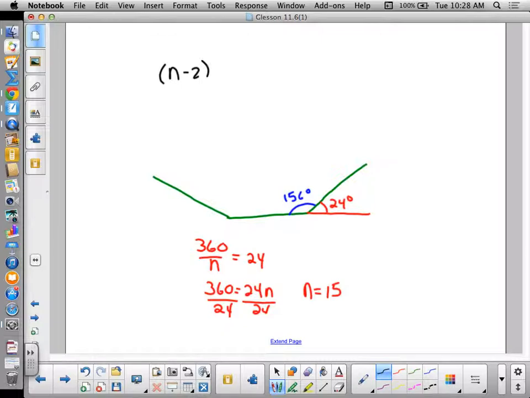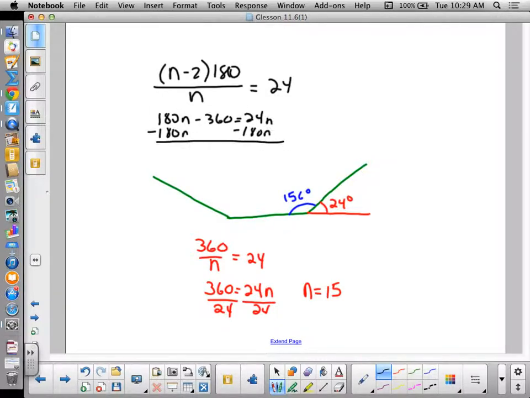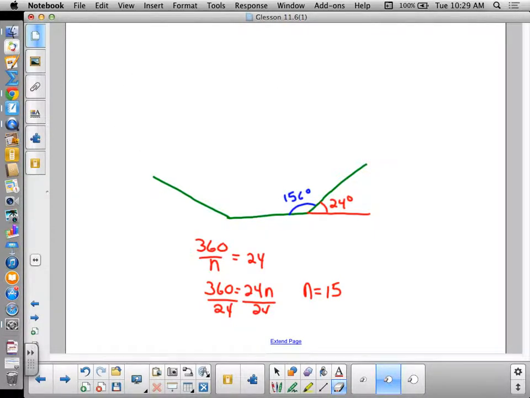It's the number of sides minus 2 times 180 divided by the number of sides equals 24. Now that's a much more complicated equation. We can do it. I get 180n minus 360 equals 24n. I have to subtract 24n from each side. You get negative 360 equals... I'm sorry, it gets ugly. So much easier to do it this way. Use the exterior angle. Okay?